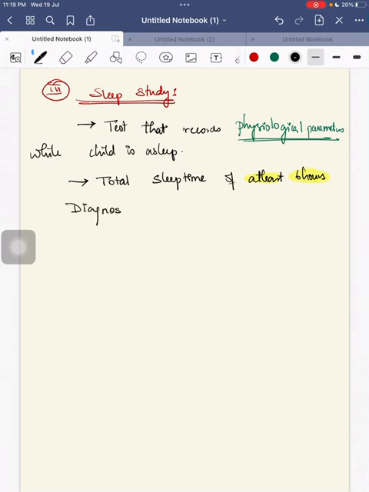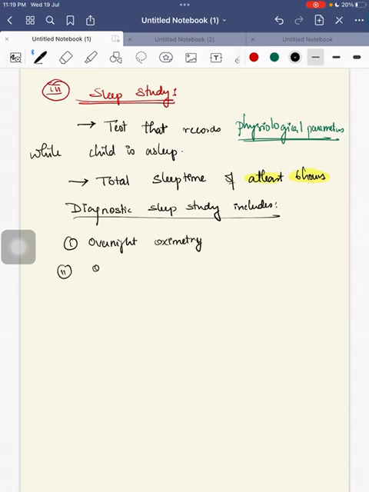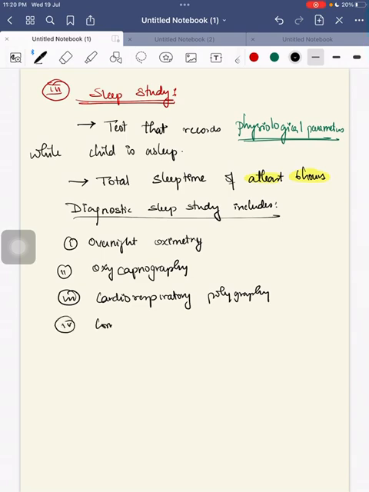So what are the components of the diagnostic sleep study? This diagnostic sleep study includes, first, overnight oximetry; second, oxycapnography; third, cardiorespiratory polygraphy; fourth, complete polysomnography. Okay, first we'll go into oximetry.